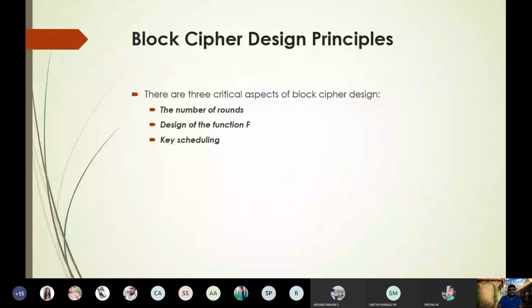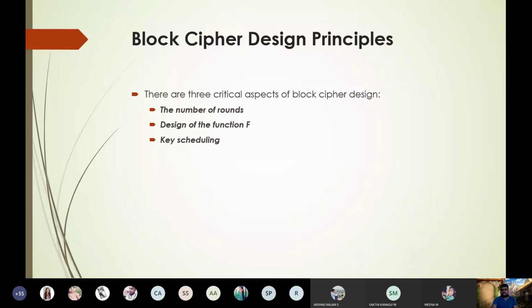Now key scheduling. What is the purpose of key scheduling? We have 16 rounds, and key management must allocate a particular key for each and every round to operate along with the plain text. Clear? The key must be produced for each and every round. We must allocate the key for each round. This is known as key scheduling. So these three are the very important aspects in your block cipher design principles, right?